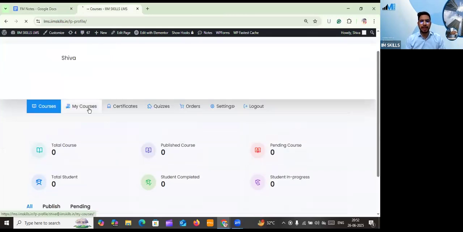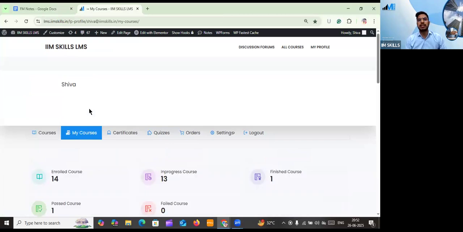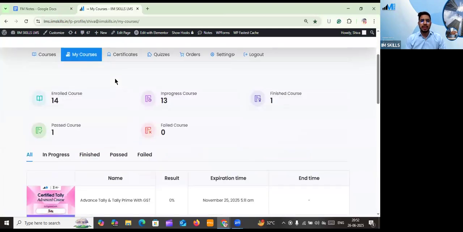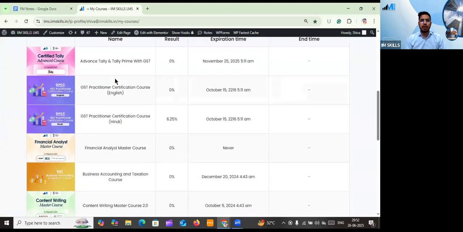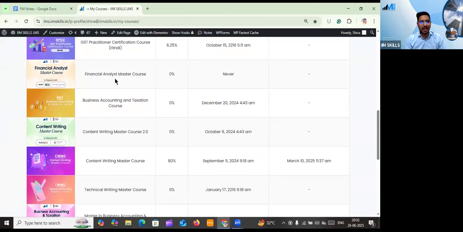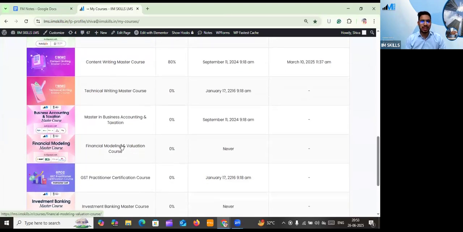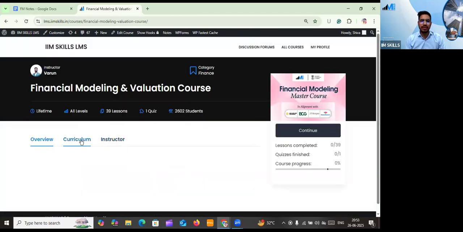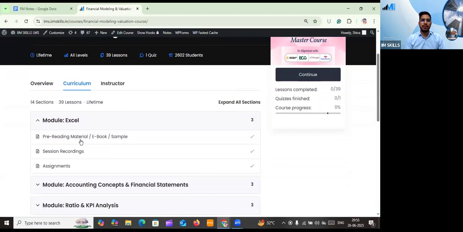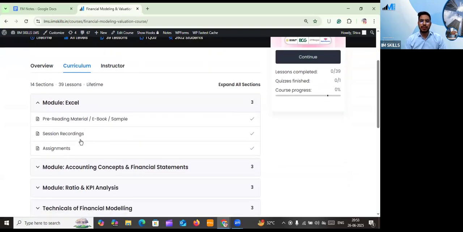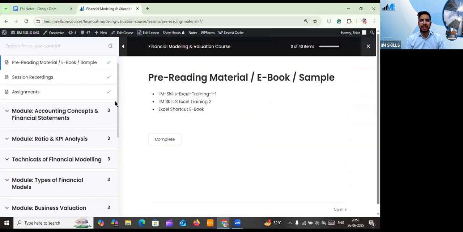Once you are part of this training program, you will get account access, your personalized account, which is known as the Learning Management System. Once you log into your account, it will look like this. You will have only one course, that is financial modeling. I have all the courses of IIM Skills because I'm the admin. Once you go to the curriculum part, you can see every live class that you are attending, the pre-reading material of that particular class, and the ebooks that you should go for. You can simply click here and see everything.